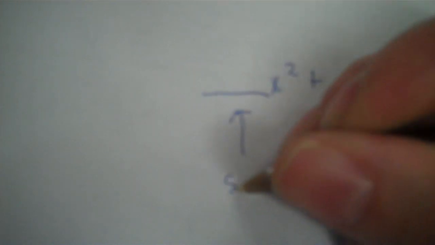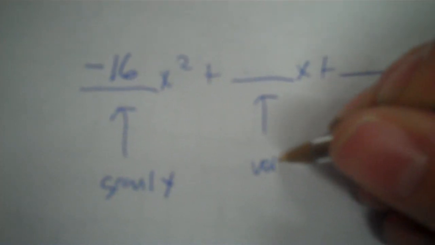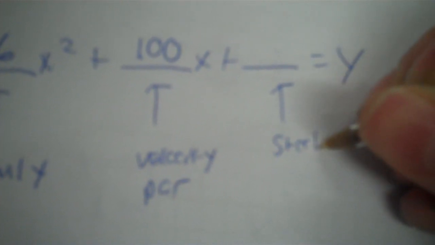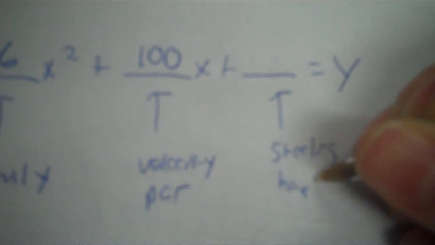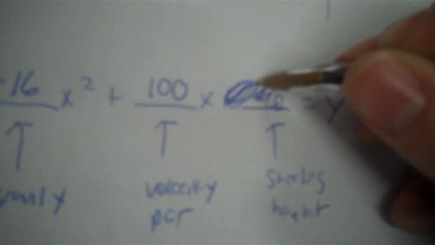Okay. This is your gravity force. That's always negative 16. That's not going to be in the problem. This right here is your velocity. It's how fast it's traveling. It's always the per. It's 100. This right here would be the starting height, which would be fine, but I don't have a starting height, so it's 0, and then you get rid of that.